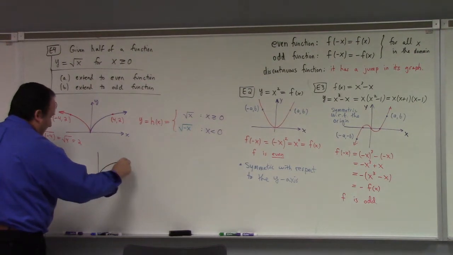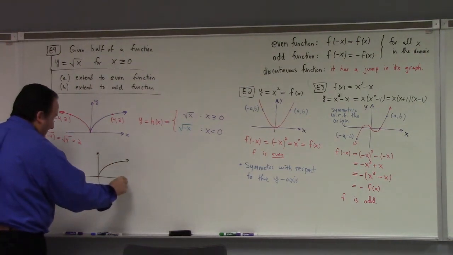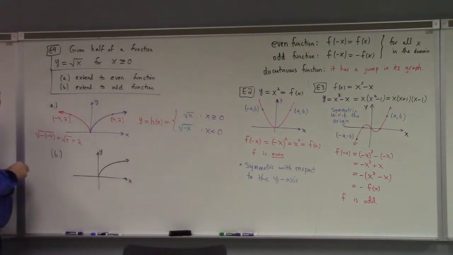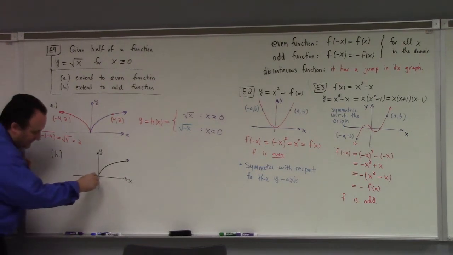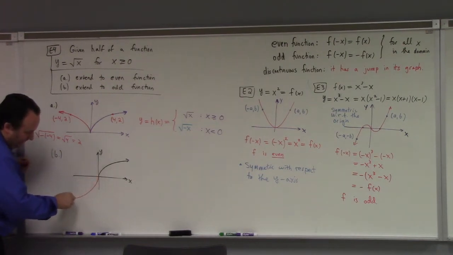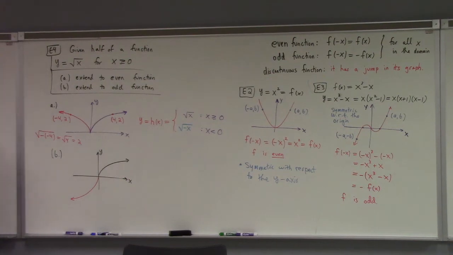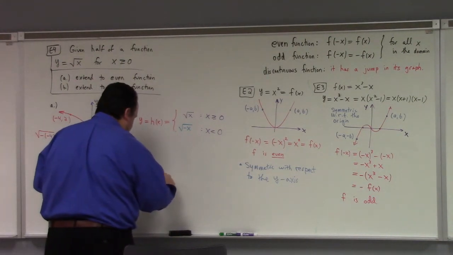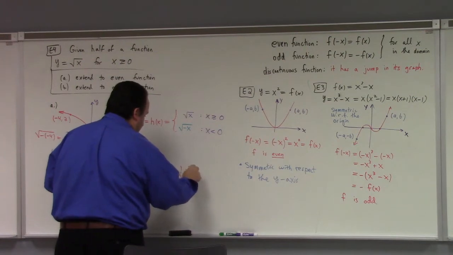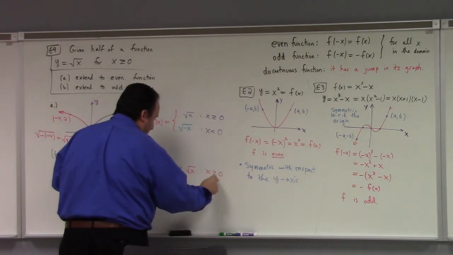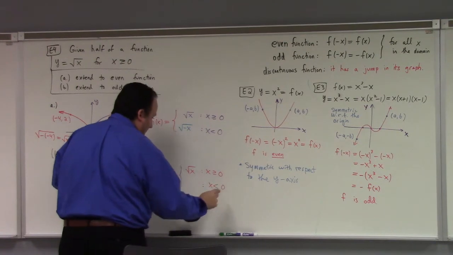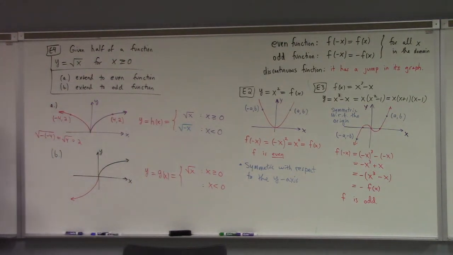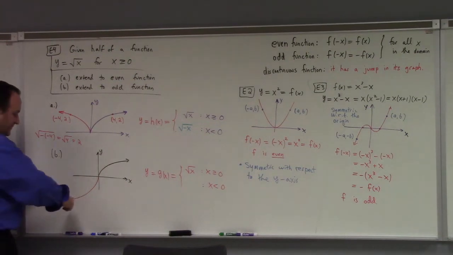Again, I've got the square root to start with, right? And this time I want my extension to do what? I want it to do like this, right? So if you think about that, let's say we've got y equals, I'll call this one g of x. So the case 1 is square root of x for x greater than or equal to 0. That was given to us. The question is, what do we do for x less than 0? So we want, what's the formula for the red piece right here?